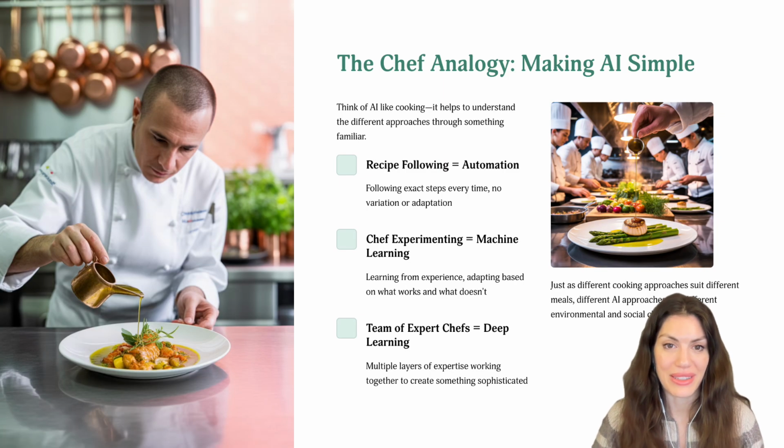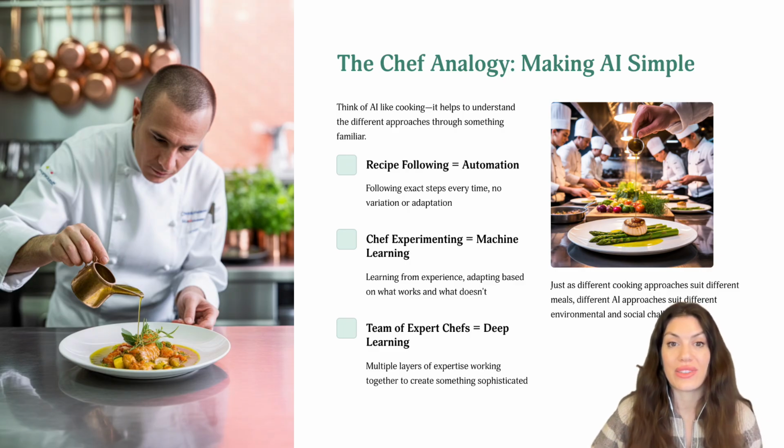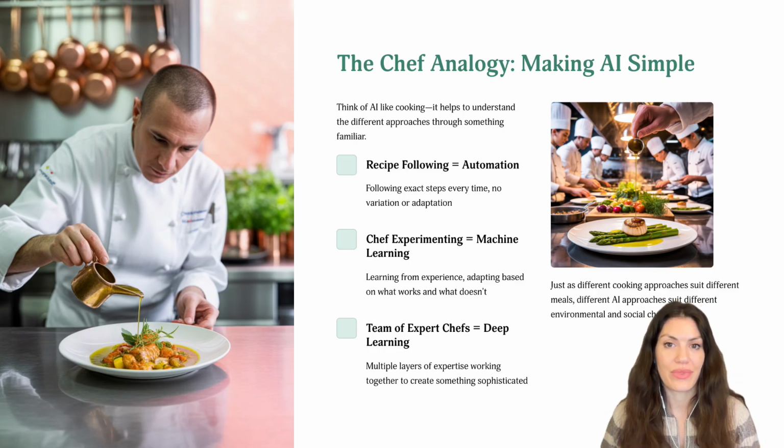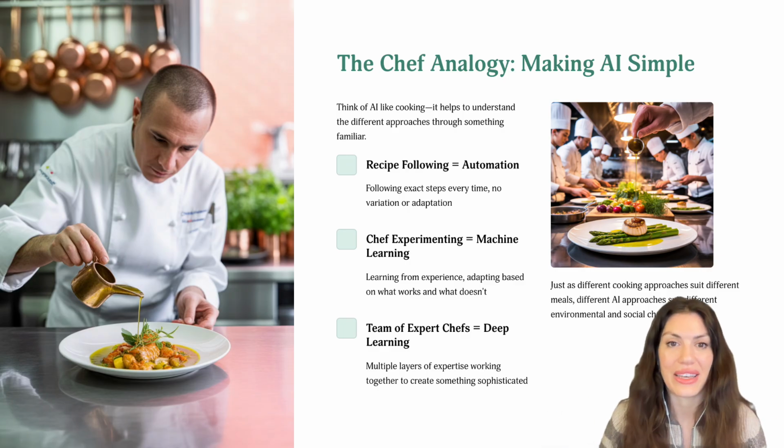To make it simpler, think of AI like cooking. It helps to understand the different approaches through something very familiar. Following the recipe equals automation. Following the exact steps every time, no variation. If you mix something, it will always turn into the same thing.